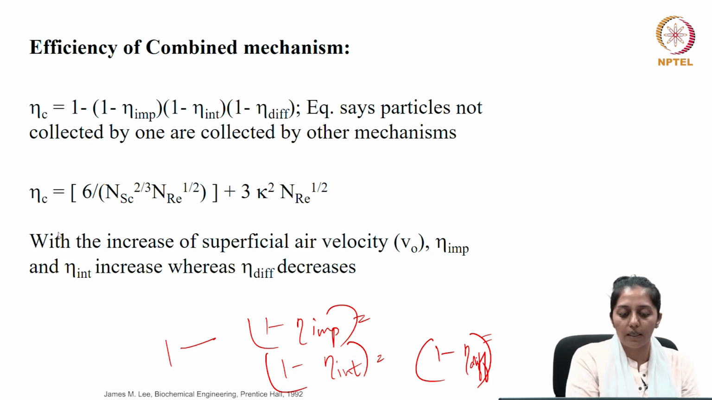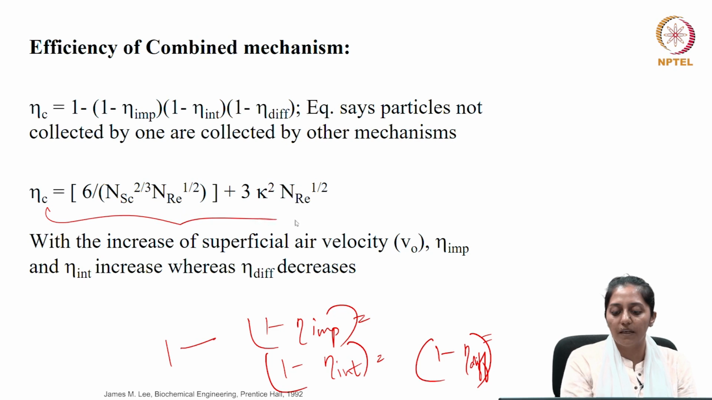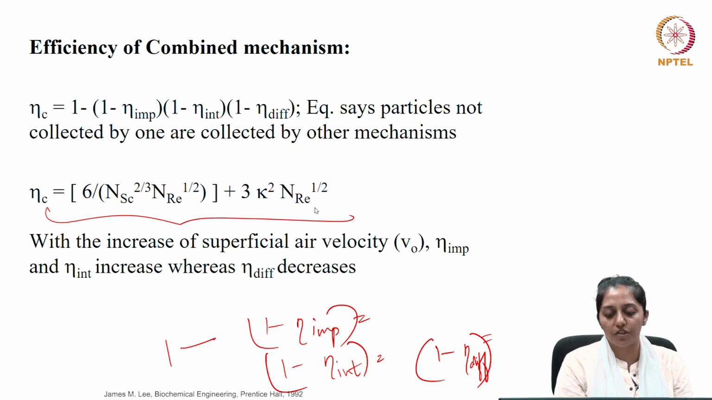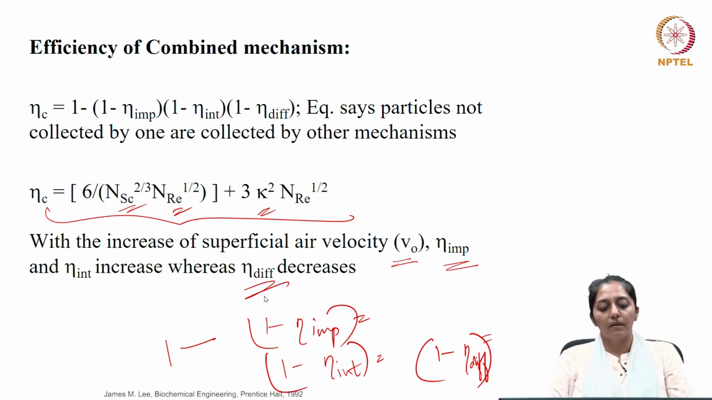So, your overall collection efficiency is given here by an empirical correlation defined by the Schmidt's number, the Reynolds number and the interception parameter. With the increase in the superficial air velocity, the efficiency due to impaction and efficiency due to interception would increase, whereas the efficiency due to diffusion might decrease.